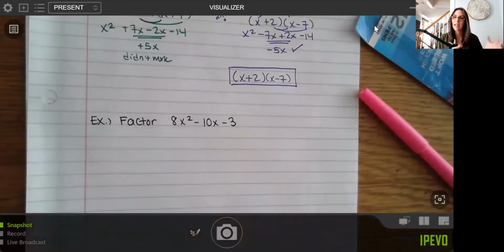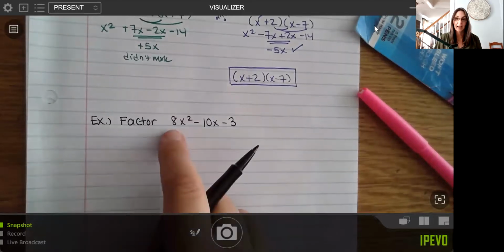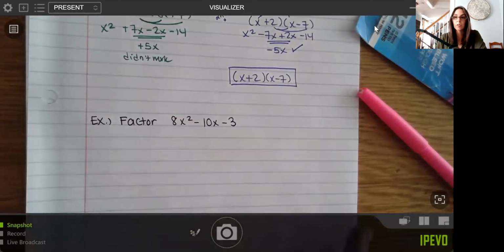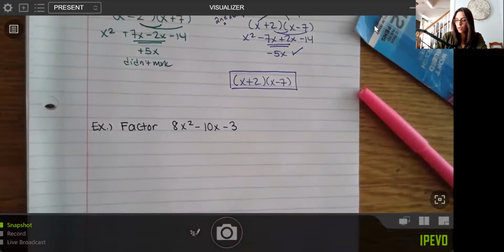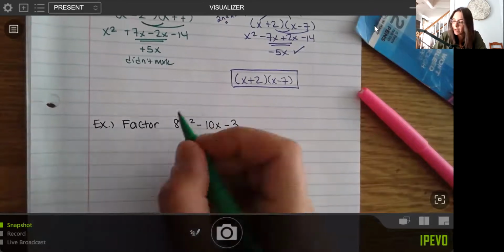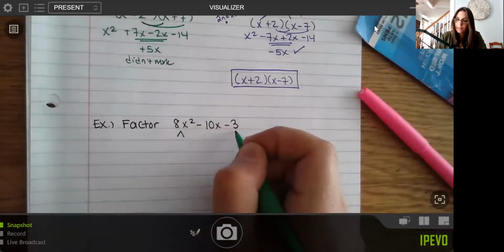I'm not going to factor out a -1 for my GCF here. I tend to only do that if my leading term is negative. I just think it's easier to start with a positive term. So I'm going to do the same process. I'm going to factor this and factor this.